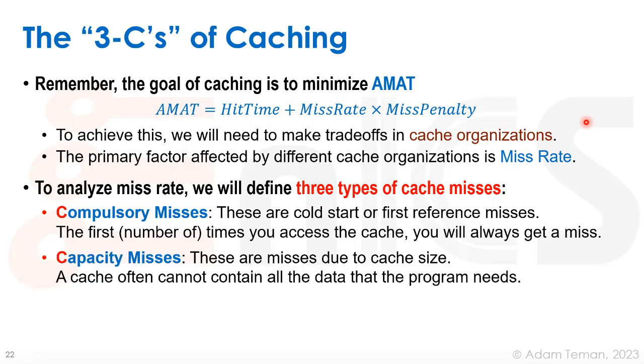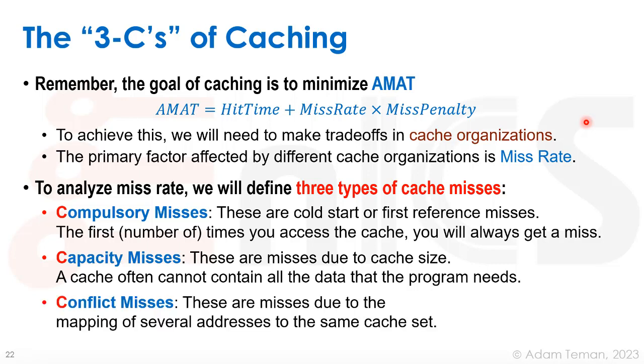The second C, or the second type of cache miss, is capacity misses. These are misses that are due to cache size. A cache can often not contain all the data that the program needs. Remember that the DRAM is much bigger than the cache, so because it doesn't have a large enough capacity, it will have misses once in a while. And the third one is conflict misses. These are misses due to mapping of several addresses to the same cache set. Even if there is room left in the cache, if a certain address needs to map to a certain set that is already full, then we're going to get a conflict miss.